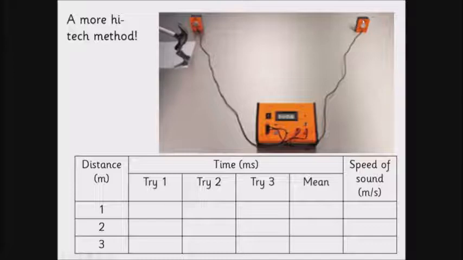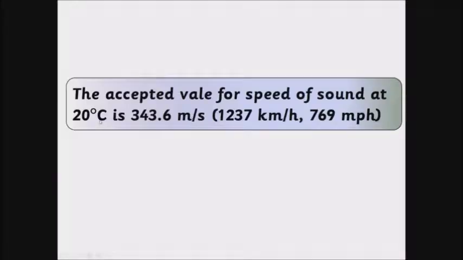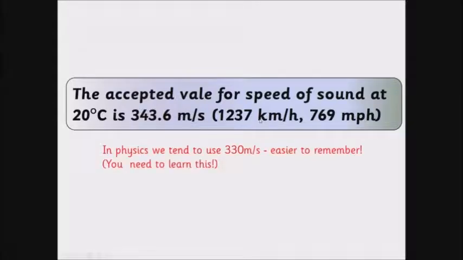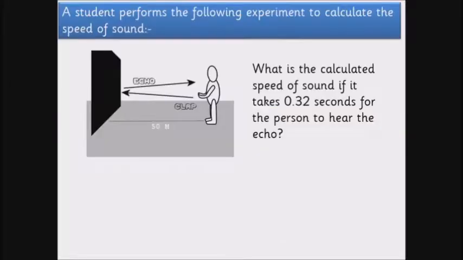Okay, so this leads us to, well, what is the accepted value? If you look on Wikipedia or anything, it's 343.6 at 20 degrees, which is about 770 miles per hour, or 1,237 kilometers per hour. But what we tend to learn in physics is an accepted value of about 330 meters per second. It's much easier to remember, but people do get confused and start remembering that the speed of light is 3 times 10 to the 8 meters per second, or 300 million, and obviously sound doesn't travel that fast. It travels fast, but not that fast.